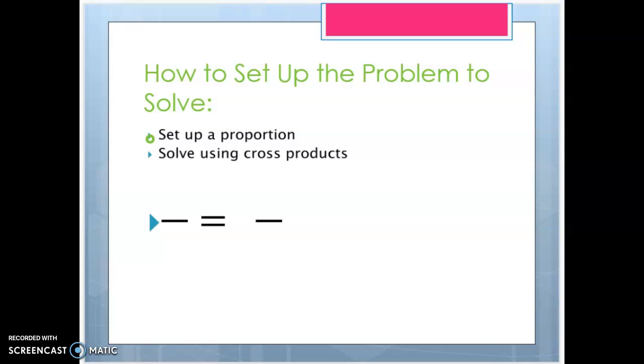So at the top of your note sheet, on the back of the Introduction to Statistics page, it says predicting at the top, and then you have the first question is, how do you solve predicting problems? So write this down. You're going to set up a proportion and solve using cross products. Set up a proportion and solve using cross products.